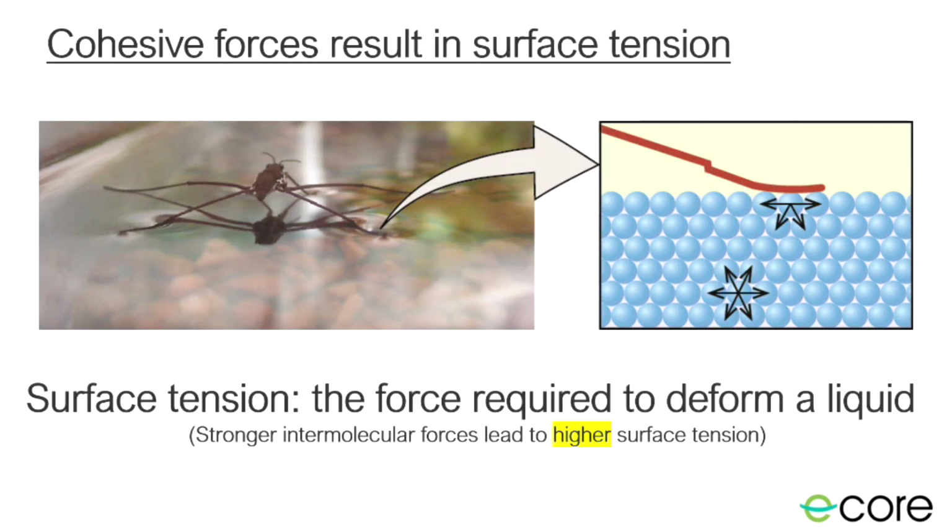But if you took another solution with lower intermolecular forces, then it would not be as easy for this water bug to walk on it. And some of them, if they had low enough intermolecular forces, it wouldn't be able to walk on at all. Okay, so that's cohesive forces and surface tension.